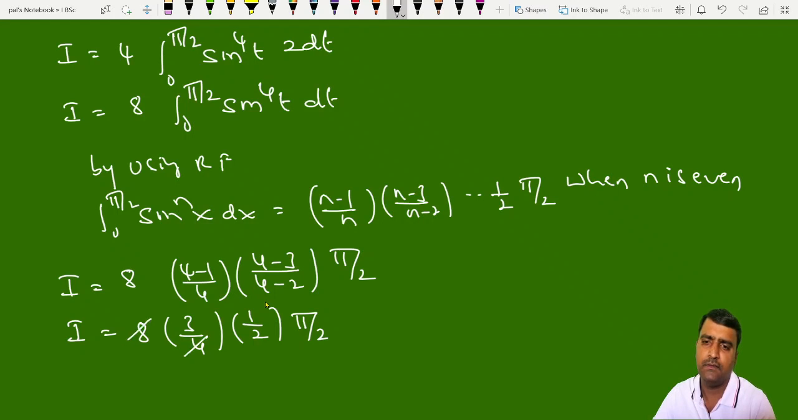4 1s are 4, 2 2s are 4. Again this 2 and 2 cancels. So I can be written as I is equal to 3 pi divided by 2. 4 1s are 4, 2 2s are 4, 2 2 cancels, remaining is 2. So that is I is equal to 3 pi by 2. So like this we can evaluate these integrals.